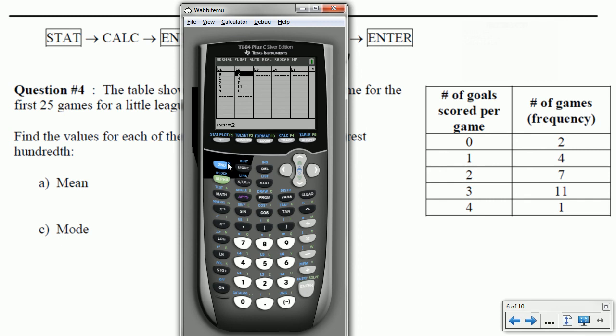Now if we want to find the statistics for this data, we go stat, calc, 1 variable statistics. L1 is our list, and this time we have a frequency list. It was put into L2, so you go second L2, and that's a very important step, and then calculate. And that's all the data that we need, and you can scroll through it if you need to.